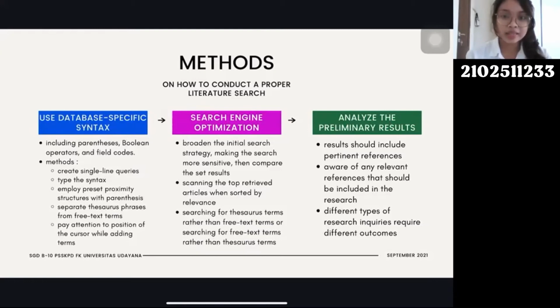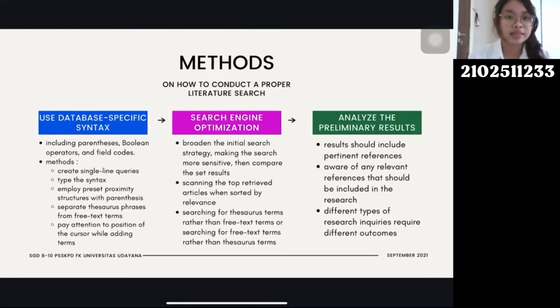10th is use database-specific syntax. This method generates a basic search strategy meant to retrieve some relevant references on which a more comprehensive search strategy based on optimization can be built. For the methods, the first one is create a single line first, then type the syntax and employ present proximity structure with parentheses, separate thesaurus phrases from the free text terms, and pay attention to the position of the cursor while adding terms.